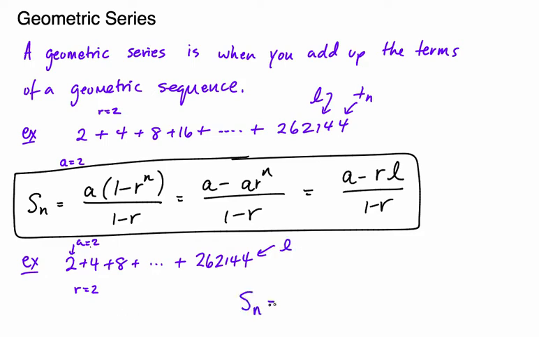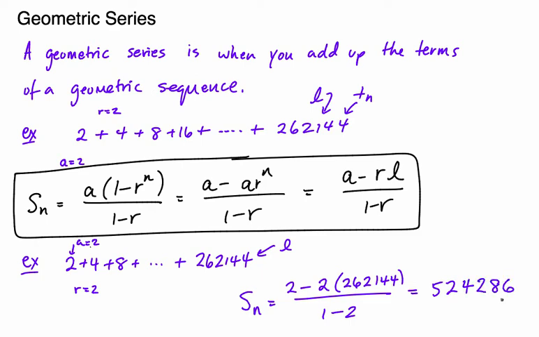The sum of those n terms, I don't even know how many terms there are, I don't need to know my n, is 2 minus 2 times 262,144, all divided by 1 minus 2. And just grab a calculator. This doesn't take too long to calculate, but you get 524,286.